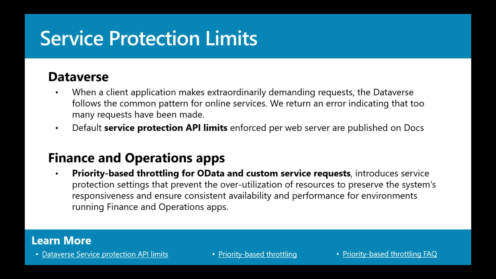For the finance operation apps, we are not there yet. At the moment, we have priority-based throttling for all data and custom service requests active, but only for resource-based throttling. We're also working actively on usage-based throttling, which will light up in the next calendar year. And at that moment, we also will publish protection limits. If you want to learn more about priority-based throttling, you can also find the links here.